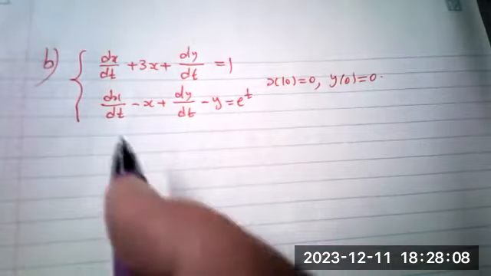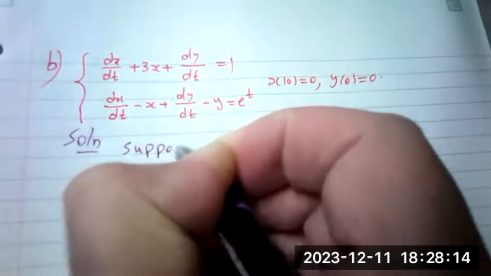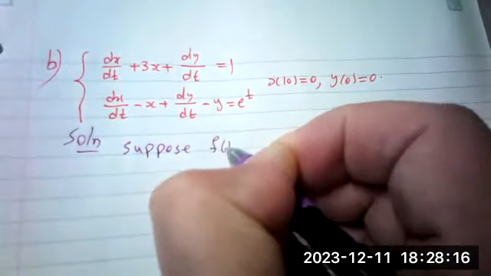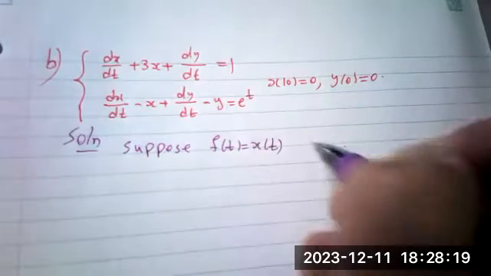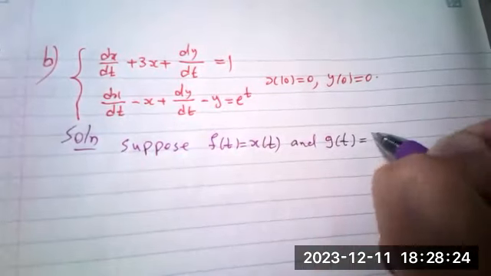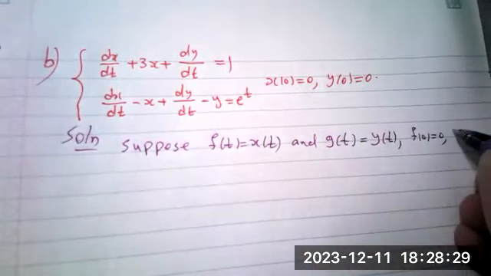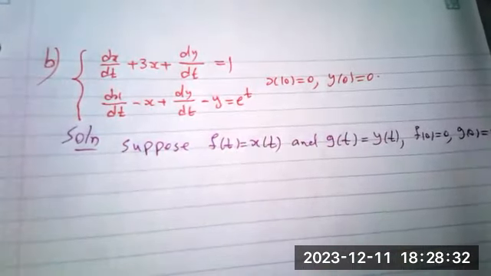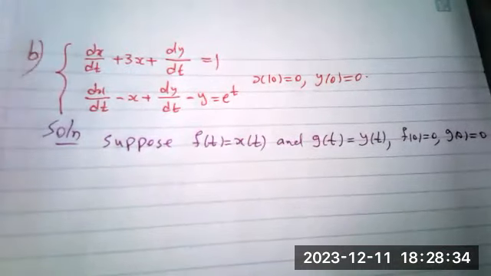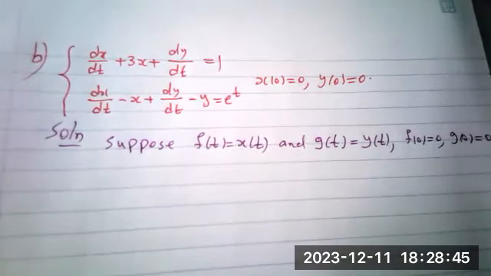Change it to f of t and g of t. As usual, I'm going to suppose f of t is the same as x of t, and g of t will be the same as y of t. So my initial conditions are f of 0 is 0, and g of 0 is 0. Go to the system and take the Laplace transform. We do it right away, because dx/dt will be f prime and dy/dt will be g prime. Okay, so there you are.